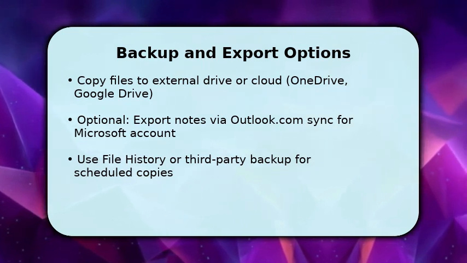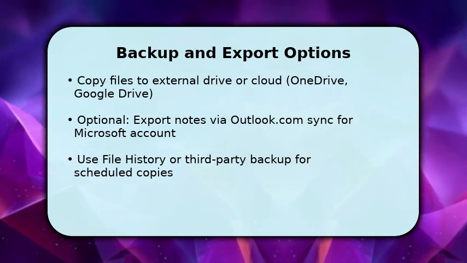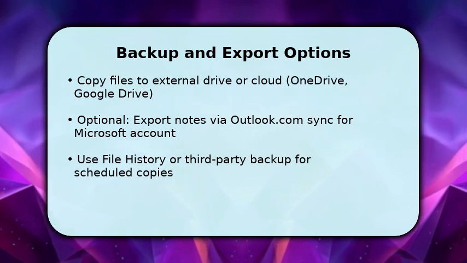For ongoing protection, set File History or a third-party backup tool to include the local state path. Doing this automates future backups and reduces manual errors.